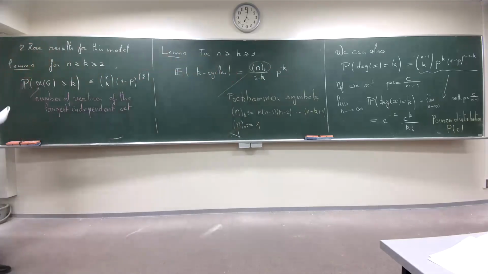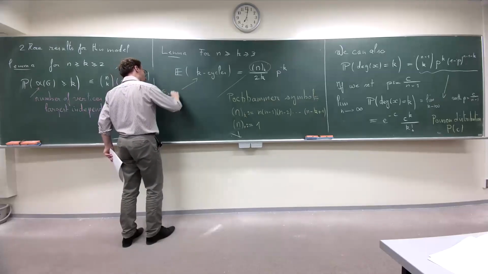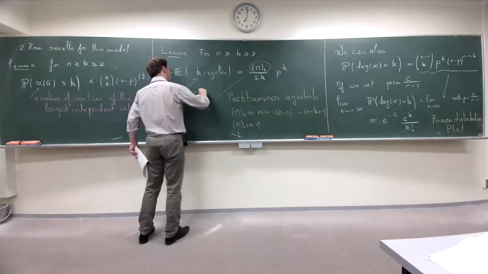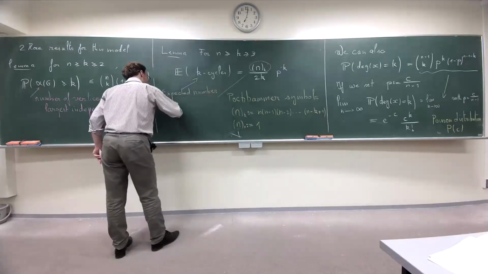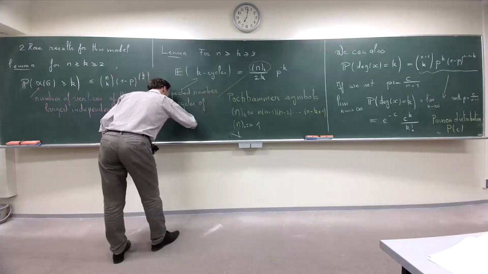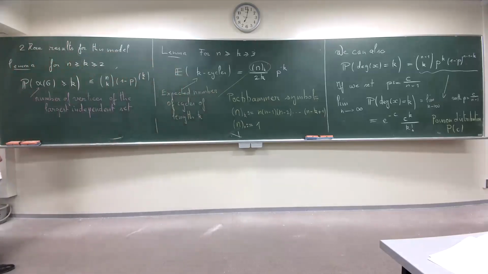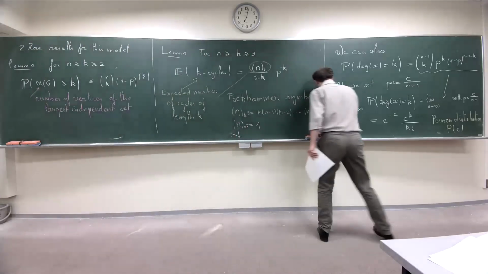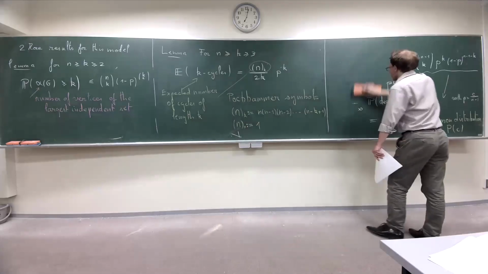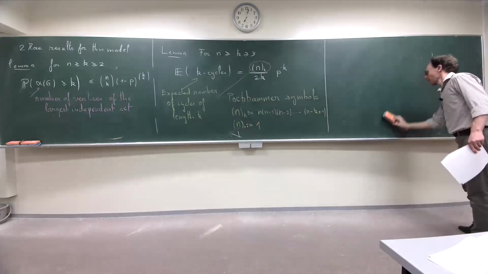Okay, so maybe I can just write: expected number of cycles of length k. Again, this is some combinatorics. You need to find a way to count these cycles. If you have any question, you can ask me. Otherwise, we move to an interesting question for these graphs.